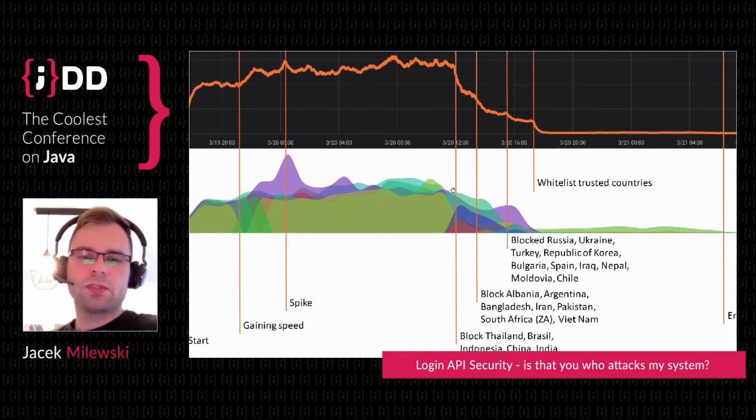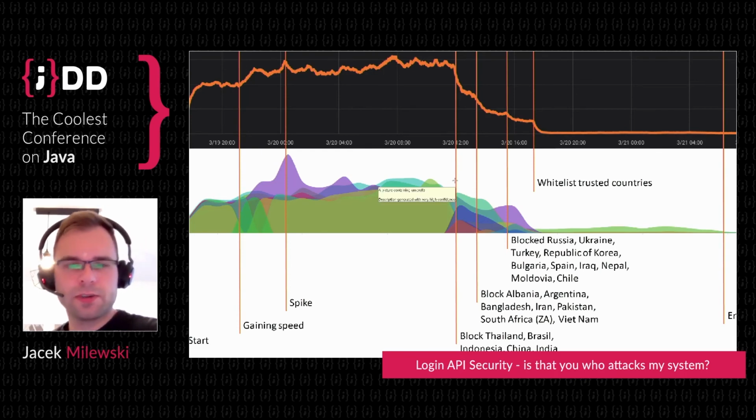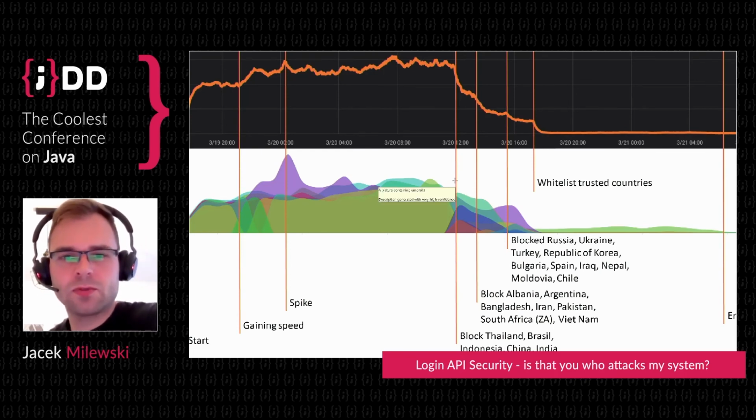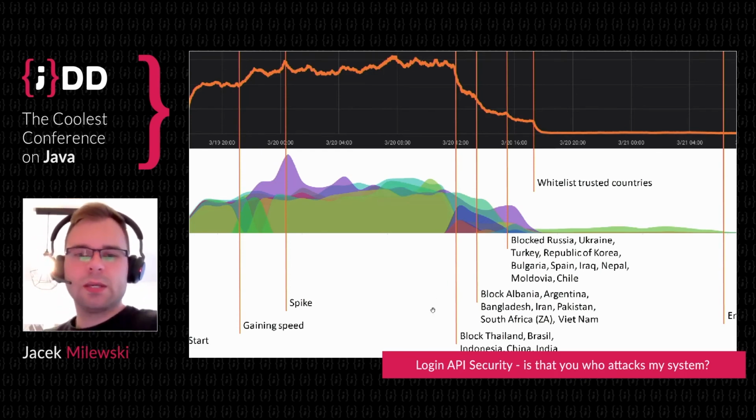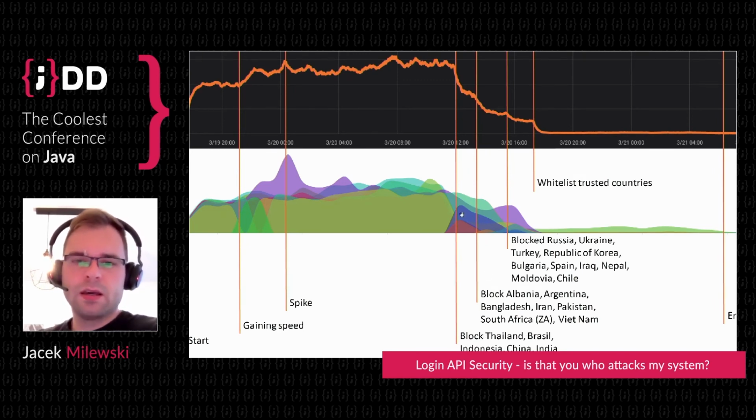At some point, we noticed that the attack is pretty effective, so we have a lot of accounts being breached. I mean, relatively a lot, but still not that much. So we started to block traffic for some countries: Thailand, Brazil, China, India. And you see that some colors dropped, but there are new colors, new countries that started attacking us. So the botnet network was pretty intelligent.